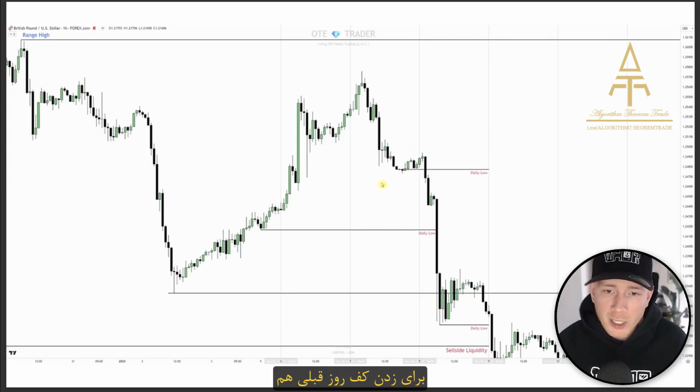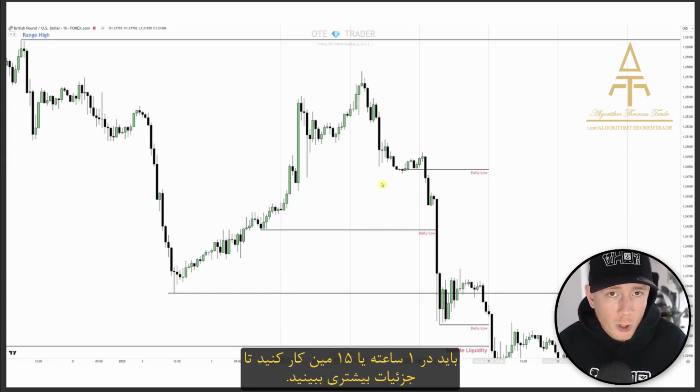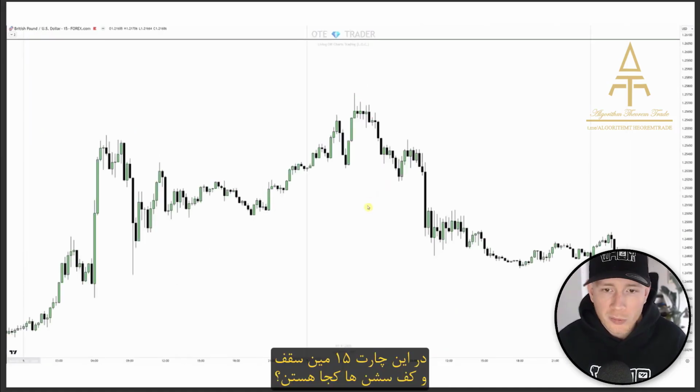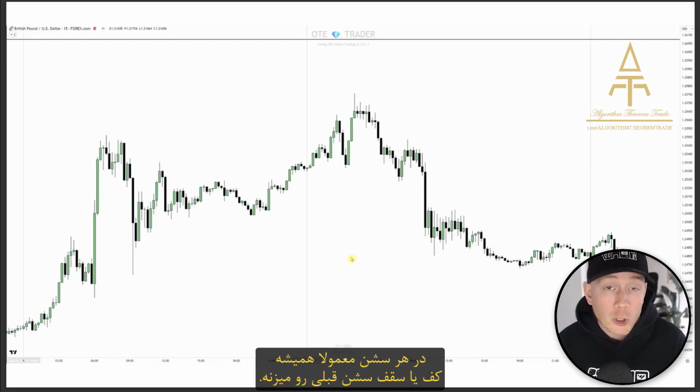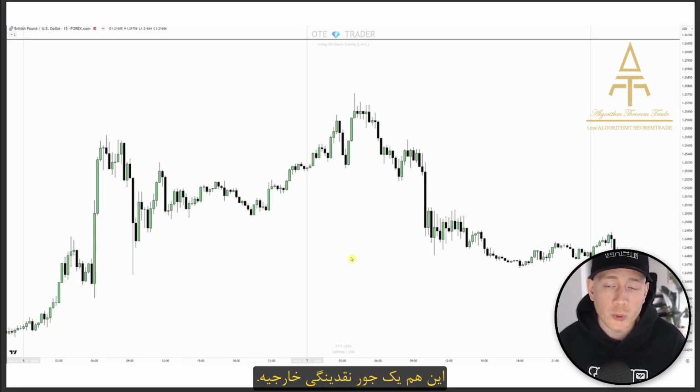If you target previous daily lows, you kind of want to go with the 1-hour and 15-minute charts, so you have a more detailed picture of what is happening intraday. And over here, we've got a 15-minute chart. Where are the session highs and lows? Where is that external range liquidity? Because the next session you're trading will almost always take out the previous session's high or low. So this is also external range liquidity.